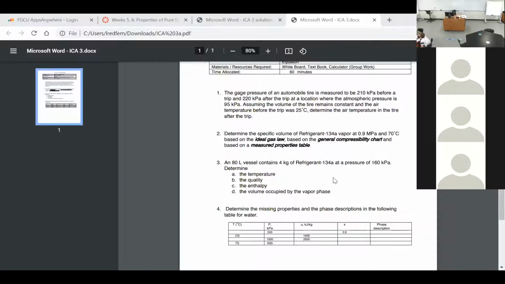For the first one, you have PV equals nRT, but the B includes the math, so it's easy. And then the second one is where you have to use a generalized compressibility chart. That's the one where we have to find the reduced pressure by looking at the critical pressure. I do some practice with them.